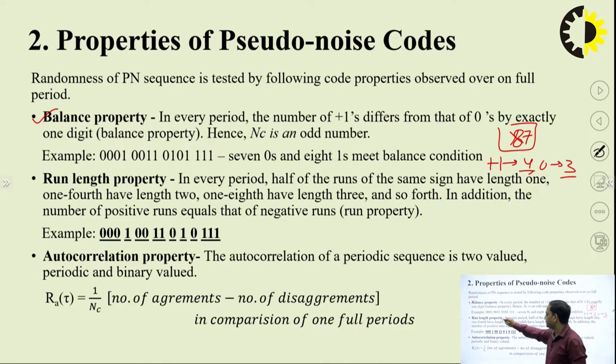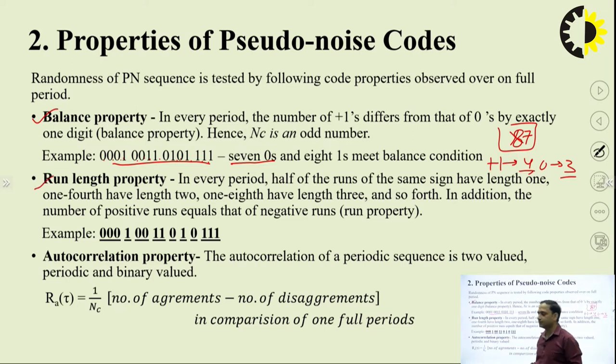The example of that is a PN sequence of 15 bits. In that, the number of zeros is 7, so we can count it out: 1 2 3 4 5 6 7, right? And the number of ones must be greater than this value, that is, it must be 8. 1 2 3 4 5 6 7 8, so the number of ones is 8 and the number of zeros is 7. This is nothing but the balance property.